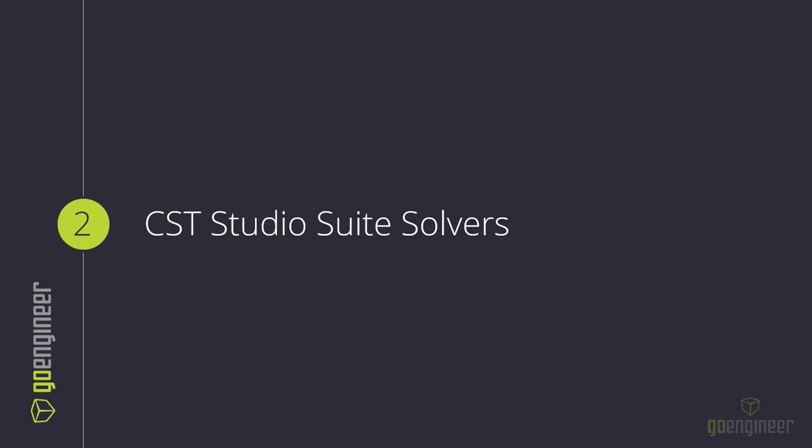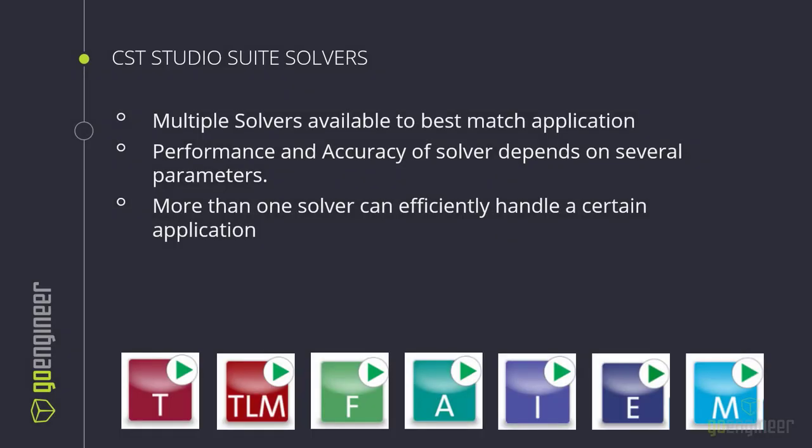So with all of these different functionalities, we have a bunch of different solvers within CST Studio Suite. Multiple solvers are available to match the best application. The performance and accuracy depend on several parameters, like the electrical size and geometry of our problem, the material models and material parameters used, the resonant behavior of the model, the type of mesh and boundary conditions, and acceleration methods available for CPU acceleration. So more than one solver can effectively handle a certain application. This allows for efficient convergence check and cross-validation of results.